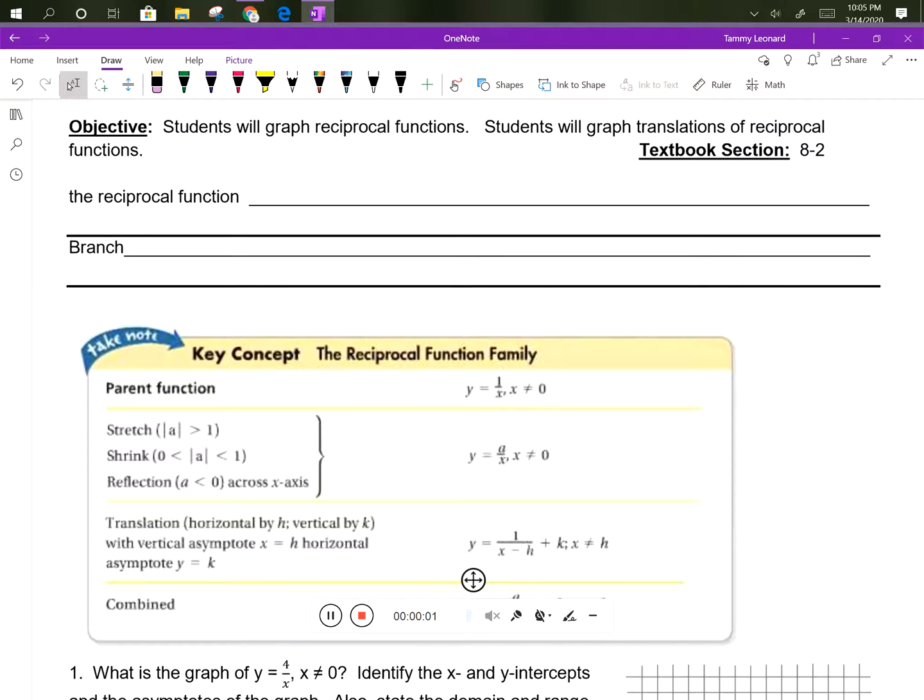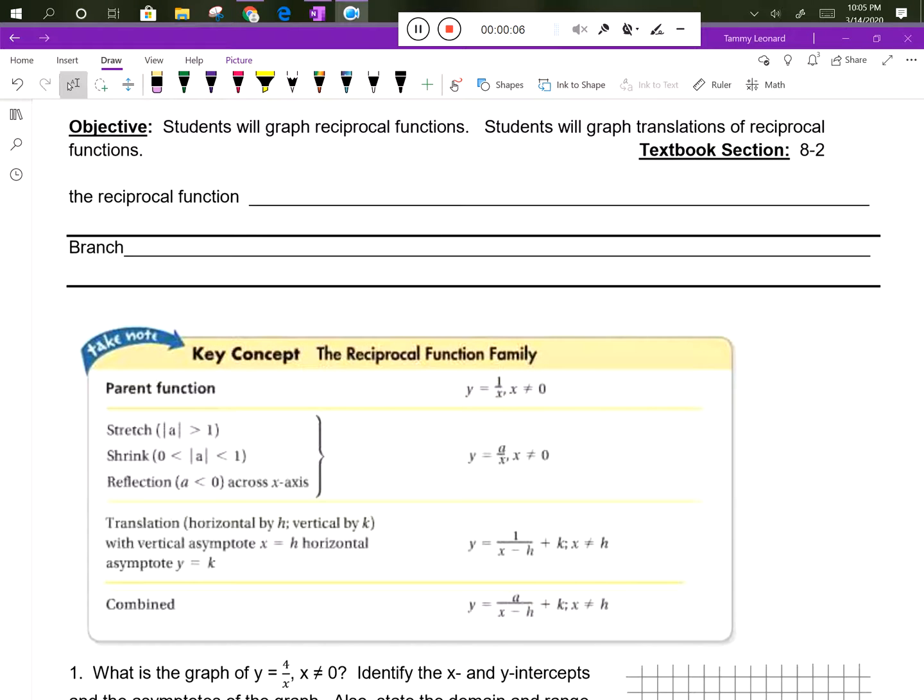When we started this unit in lesson 1, we started by looking at variation, and we did that because inverse variation gives us an example of what we call the reciprocal functions. So the reciprocal function is a function in the form y equals 1 over x, where you have x in the denominator. And we've already seen that creates a basic graph that has one branch in the first quadrant and a second branch in the third quadrant.